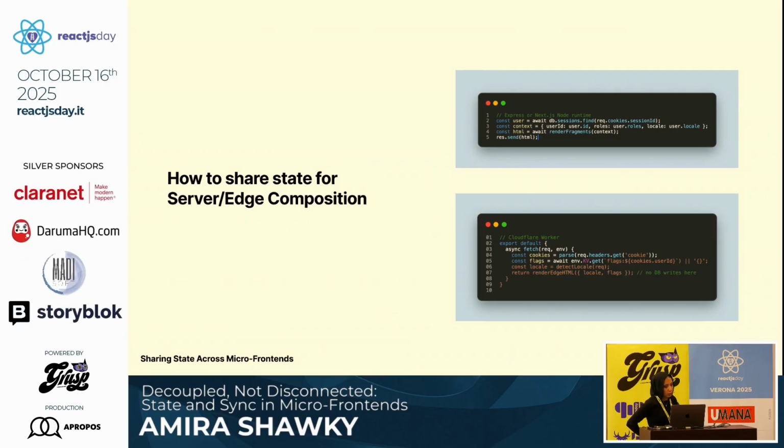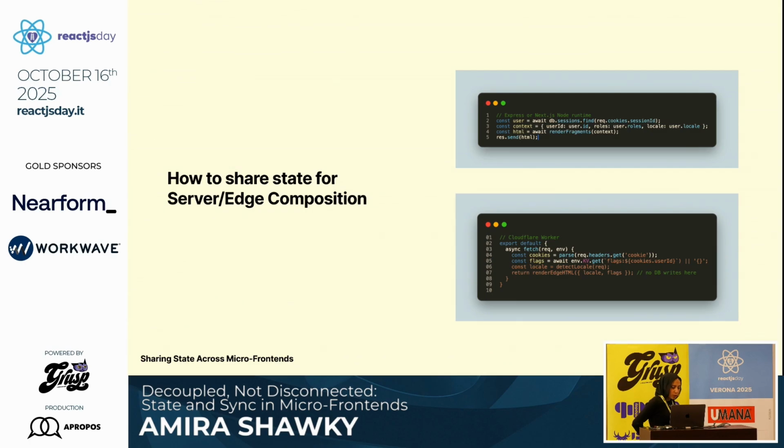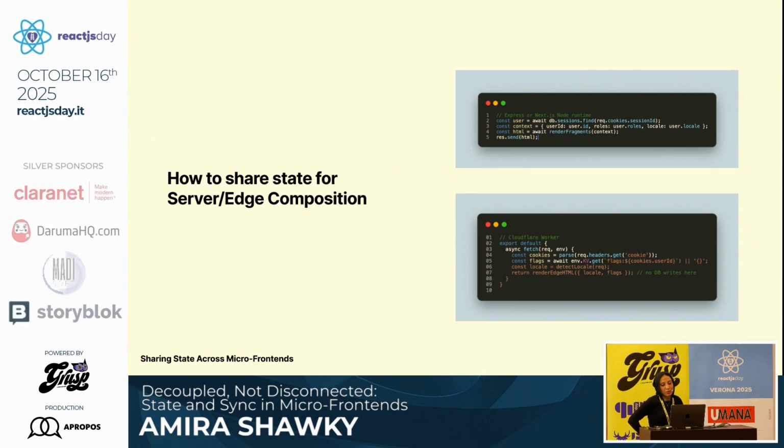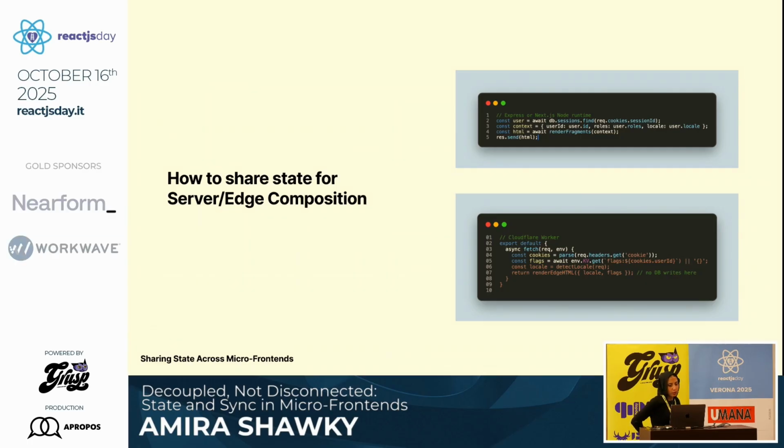For server composition, it runs on the origin near the database, allowing access to sessions, cache, and database. For edge composition, on the other hand, it runs on the CDN nodes, so close to the user and stateless by design, relying on delivered and cached context like headers, cookies, or a key-value store.